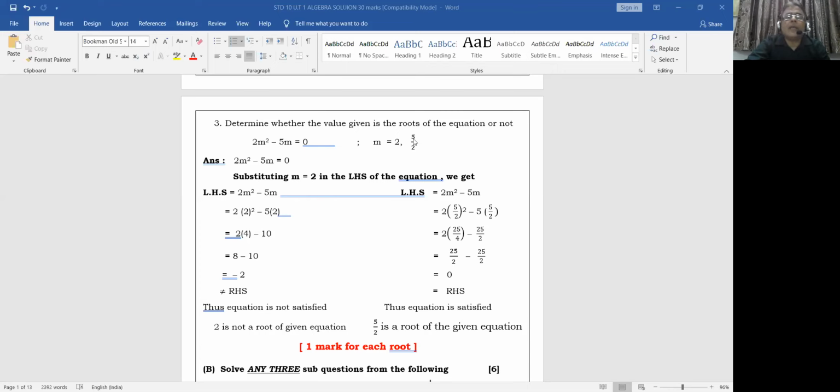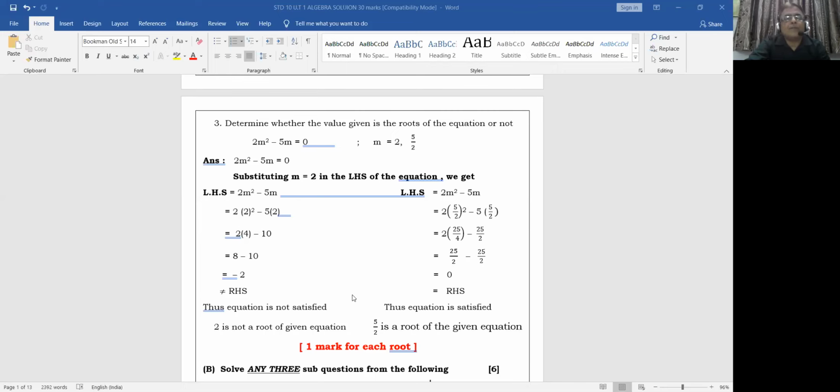Similarly, now substitute m equal to 5 upon 2. If I substitute 5 upon 2, I will get here 0. So my LHS equal to RHS, equation is satisfied. Therefore, 5 upon 2 is a root. If both are correct, give 1 mark each. If you have not written the final answer, 5 upon 2 is a root, deduct half mark for both of them. Yeah, you can write it together also. 2 is not a root, 5 upon 2 is a root. So if you have not written any of the answer or both the answer, just deduct half mark.